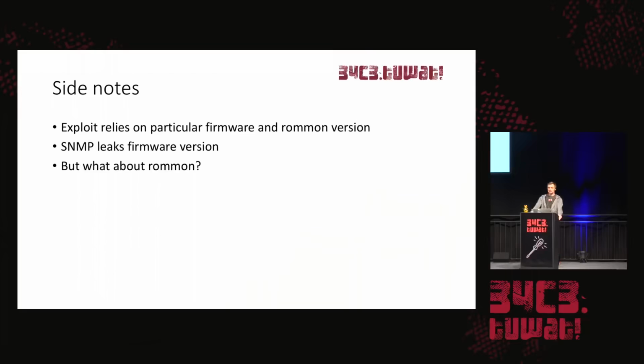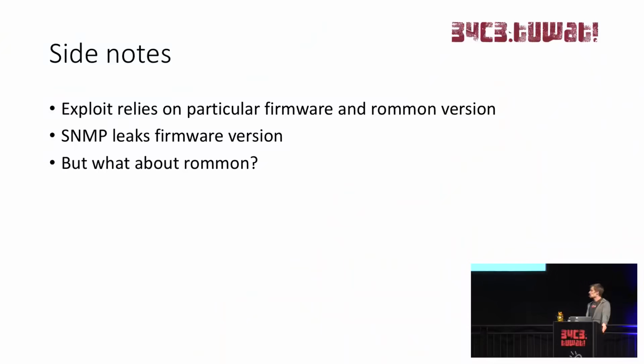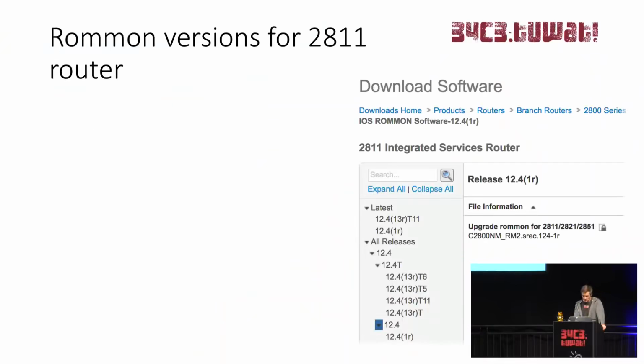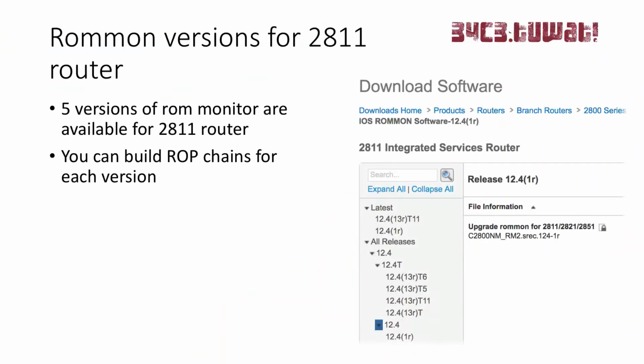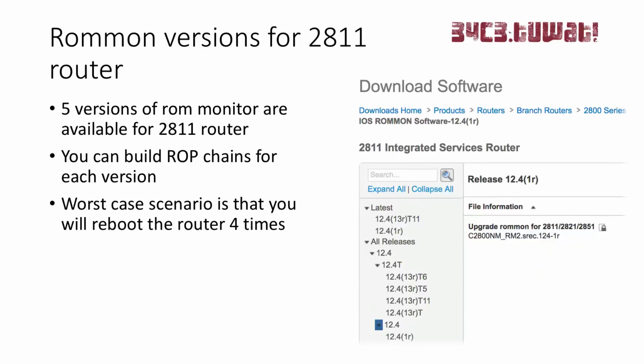So of course, the SNMP public community will leak you the version of the particular router, but it does not leak you the version of ROM1. And we're basically constructing ROP chains in the ROM monitor. So actually you have not that many versions of ROM monitors available. You have only 5 if we're talking about 2800 router. So the worst case scenario is just you crash it 4 times. It's not like you have to crash it 4,000 times to beat the ASLR.